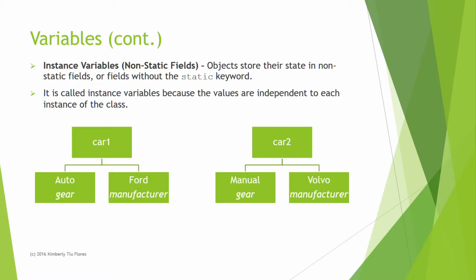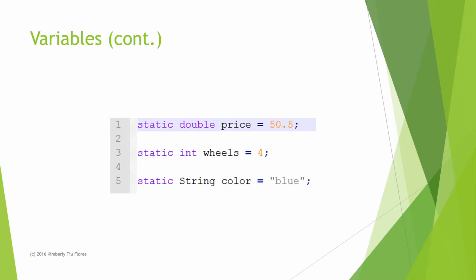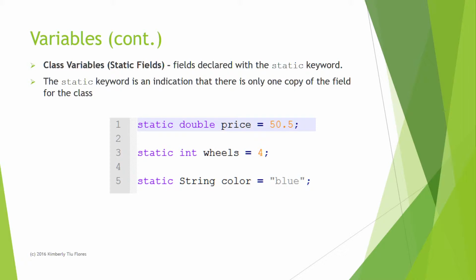For example, we have two objects of class Car, car1 and car2. The values of each object are independent from each other. The class variables or static fields are any fields declared with the static keyword. The static keyword is an indication that there is only one copy of the field for the class. In the following code, the variables are declared static, which means that the values of these variables remain the same to all instances of the class.